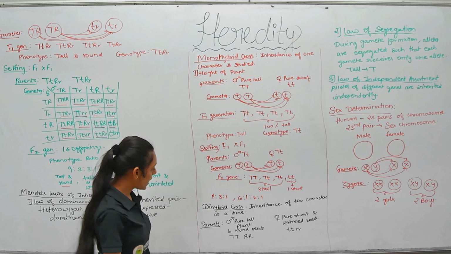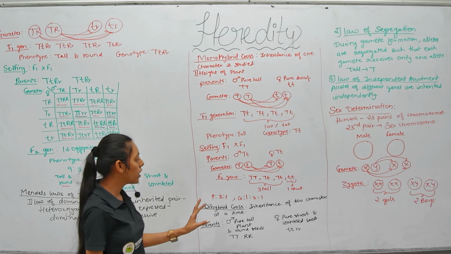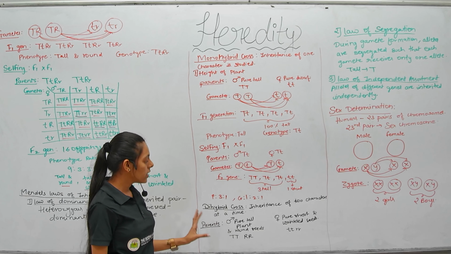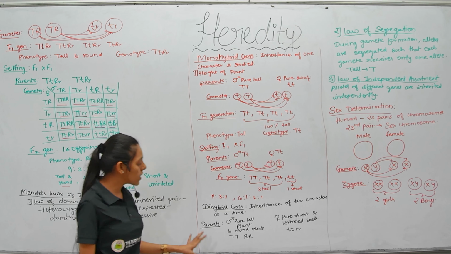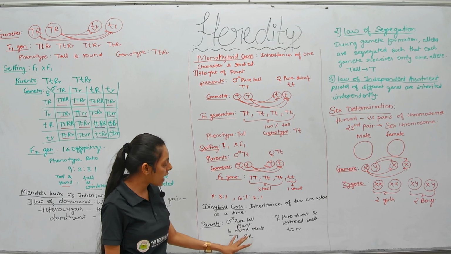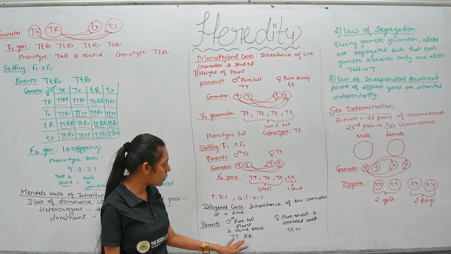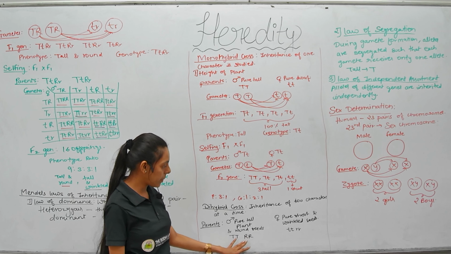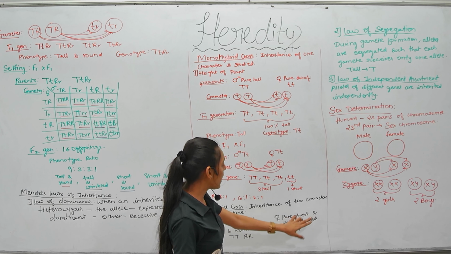Then we come to the dihybrid cross. Here it is the inheritance of 2 characters at a time. Here we study the inheritance of 2 characters at once. So here the parents we have taken are a pure tall plant with round seeds, denoted by capital T capital T and capital R capital R, and the female here is pure short with wrinkled seeds.